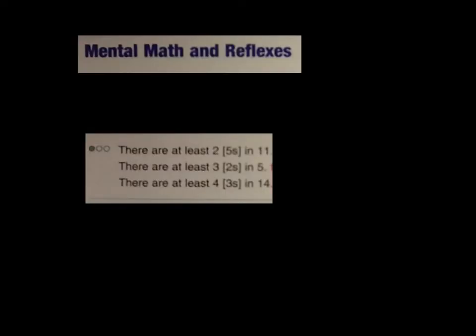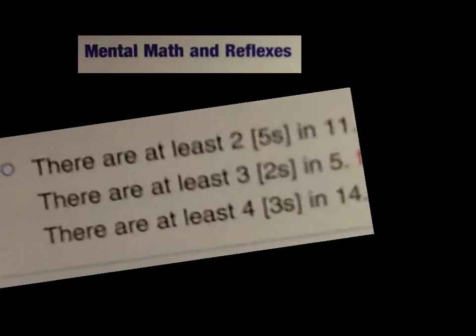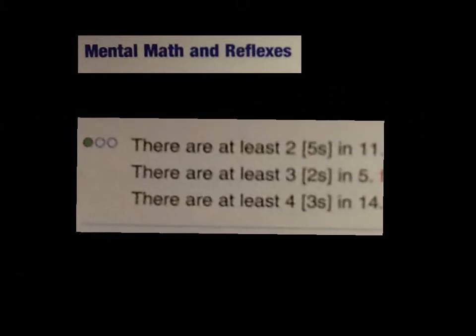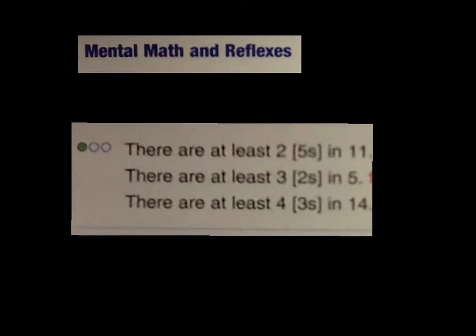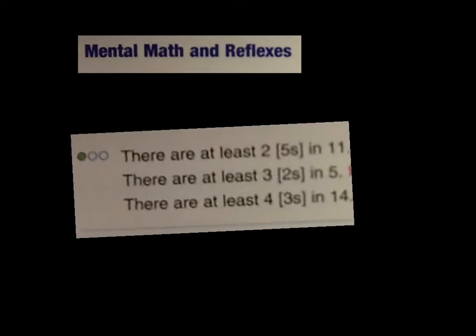Let's get warmed up with some mental math. For each one, give me a thumbs up or thumbs down. There are at least 2 5s in 11. True. There are at least 3 2s in 5. That's false. There's only 2 2s in 5.